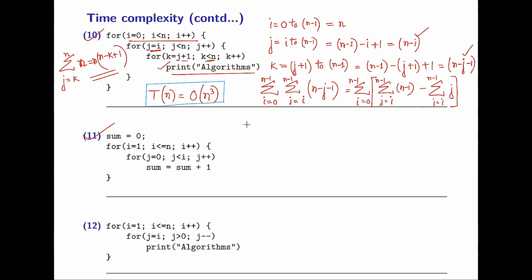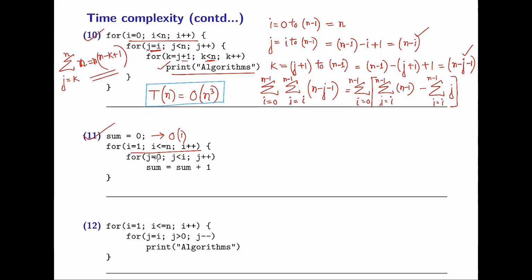Okay. So in question number 11, this one, sum equal to 0, is going to take constant step. Now we need to analyze this loop and the loop inside this one. This loop, surely it is going to run for n times because the increment is linear and it is going from 1 to n.